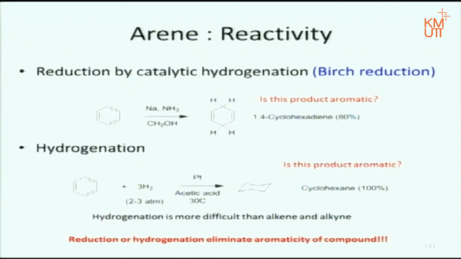Hydrogenate means you add hydrogen to double bonds. This is the addition reaction, but in very strong conditions. You need a specific catalyst. You need acid. Three moles of hydrogen gas are required. You hydrogenate all double bonds here. You convert benzene to cyclohexane.